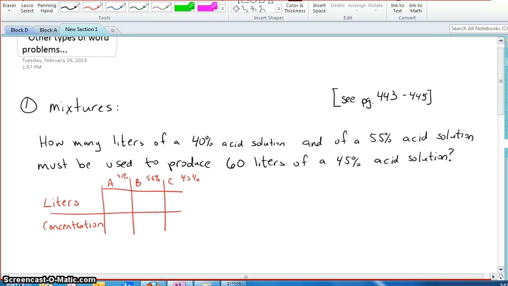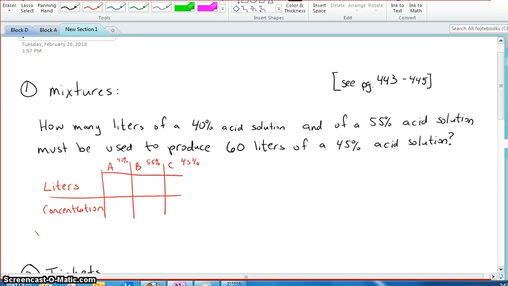How many liters were in the 40% solution? That's what I don't know. So I'm going to say X is liters of 40% solution. And Y is going to be my liters of the 55% solution. Do I know how much total there is? Yeah, altogether it's 60 liters.